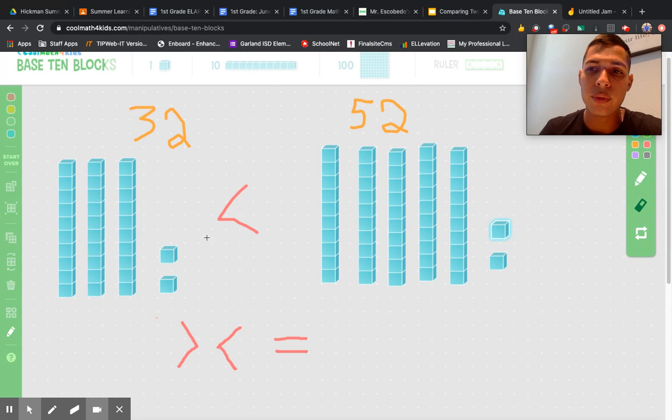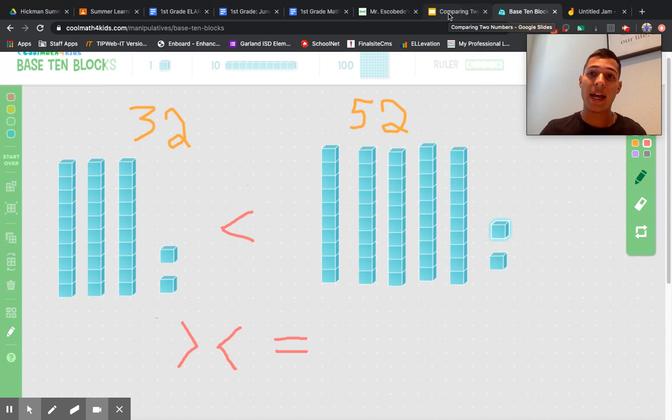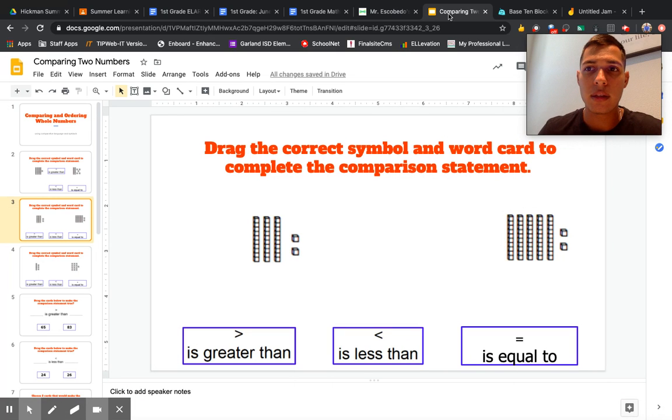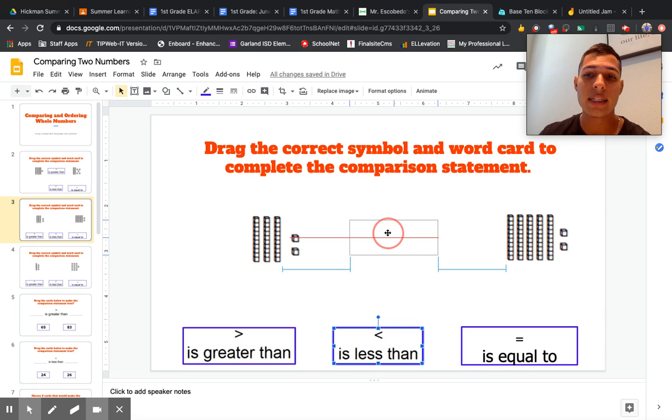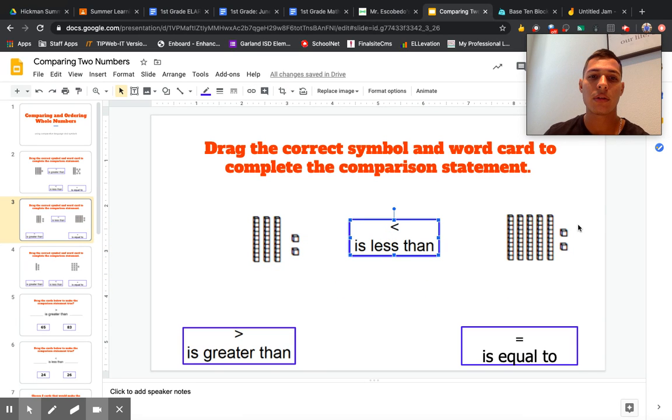Let me go ahead and rewrite the sign. 32 is less than 52. So now let's go back. Okay, we're back here now at our Google Slides. So we know this is 32, we know this is 52, and we said 32 was less than 52. Right? Wonderful.